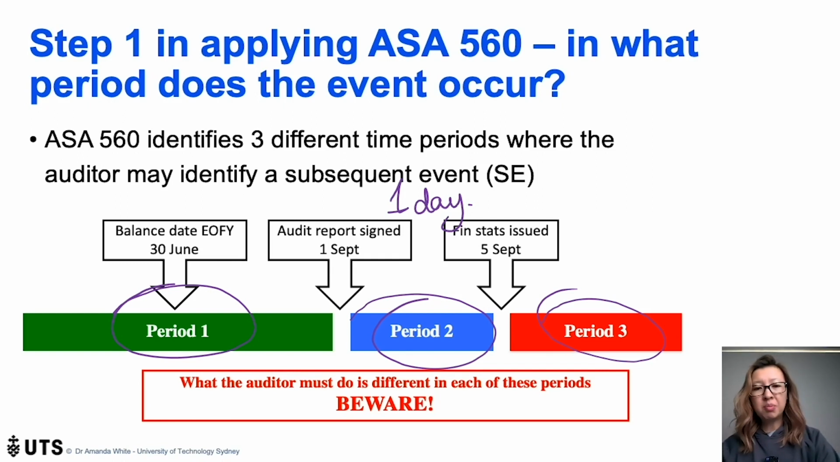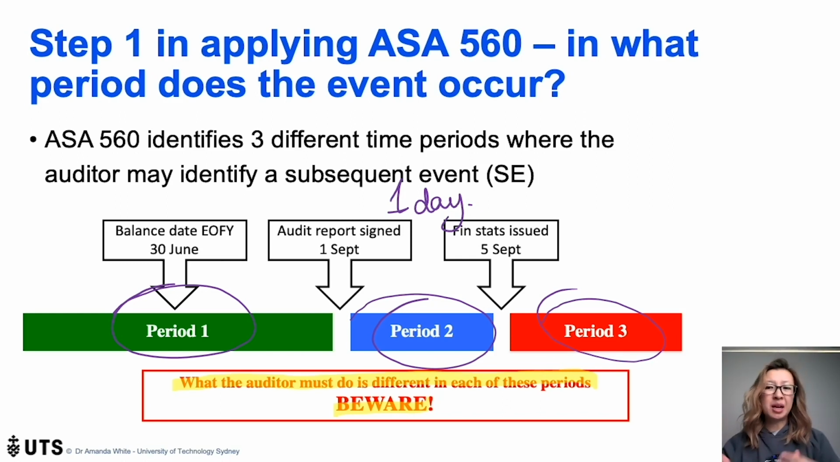Now, it's really important that we get these dates, because once you get these dates sorted out, knowing what to do becomes really easy. But trying to identify the dates is really hard in the beginning. We have to be really careful because what we have to do is really different in each of these periods. ASA 560 says do one thing in period 1, and then your responsibilities are different again in period 2, and then your responsibilities again are different in period 3.